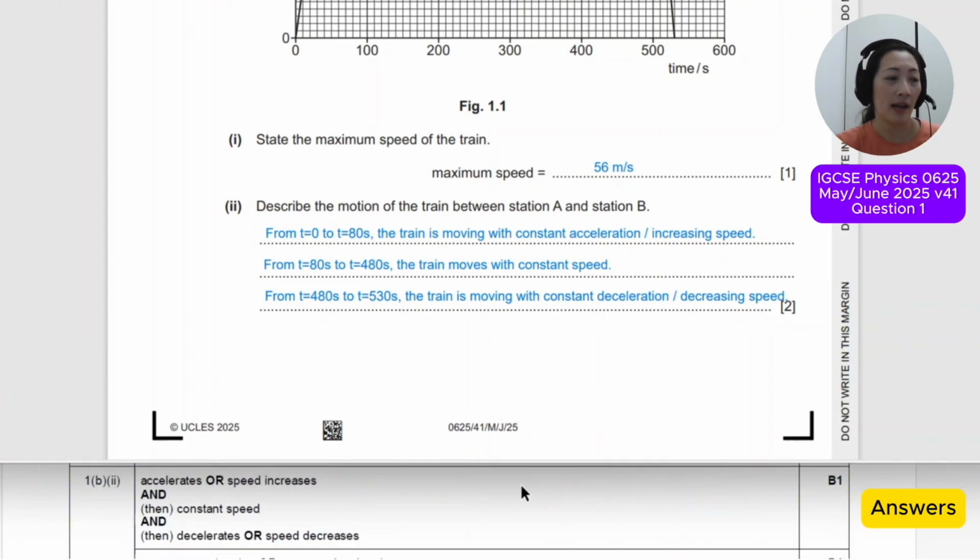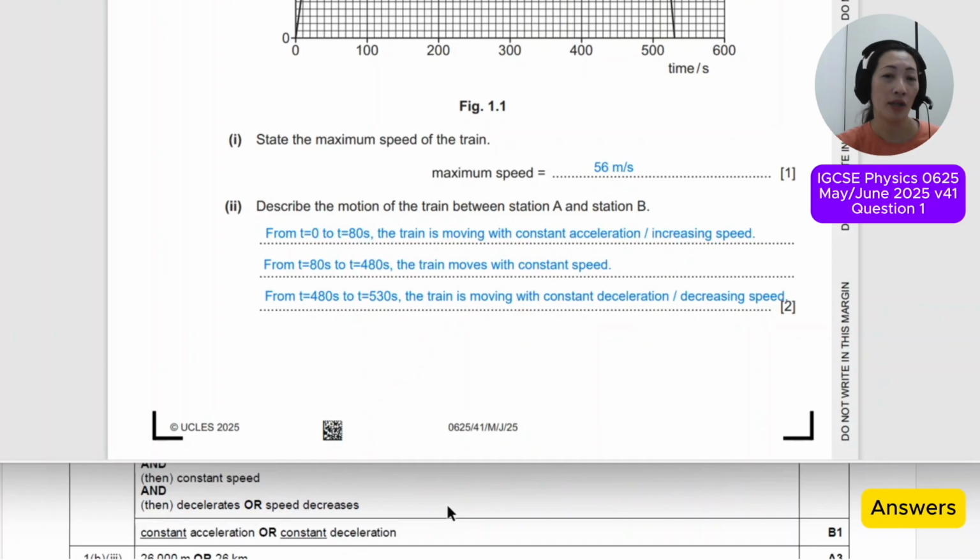Now, when you look at the answer though, they don't mention the time. It so happens that for this particular mark scheme, they're quite lenient in a sense that you just need to mention whether the train is accelerating or increasing speed, constant speed, and then decelerating or decreasing speed. And an additional mark is given for mentioning constant acceleration or constant deceleration.